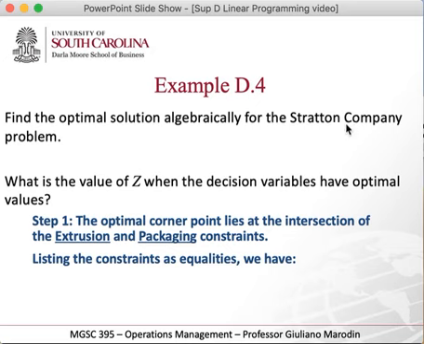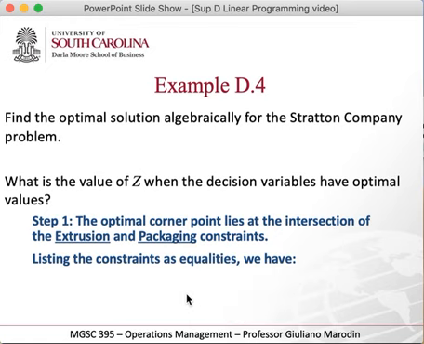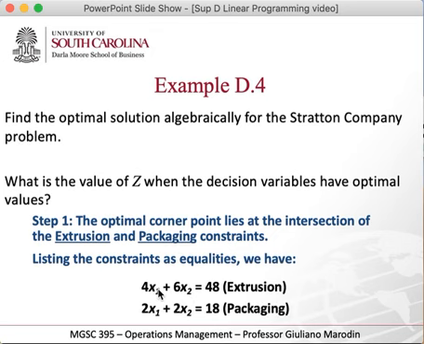Let's say the Straighten company, the one that we saw in the previous video, has extrusion and packaging. We know that the optimal corner point is the intersection of the extrusion and packaging constraints. The problem gave us that, right? Here we have the extrusion constraint and the packaging constraint. The first thing, we substitute the equal or lower than with just equal. So now we have two equations, and we want to know the point where they're both the same, that these two equations have the same numbers of x1 and x2.